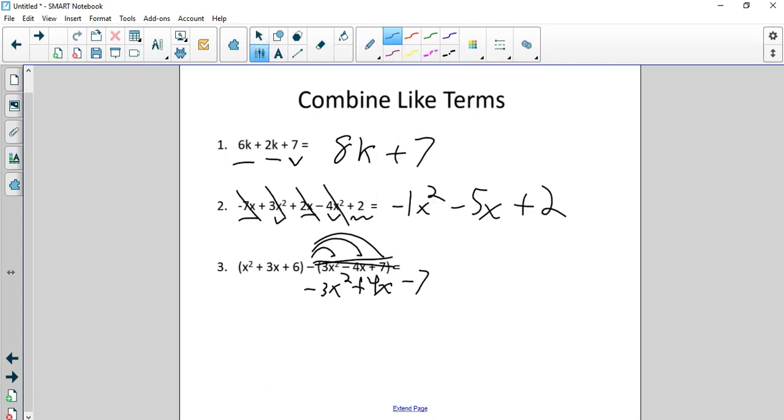Now, what am I joining together? Well, x squared and x squared, x and x, number and number, constant and constant. So, combine. 1x squared minus 3x squared is -2x squared. 3x plus 4x is 7x. And then 6 minus 7 is -1.